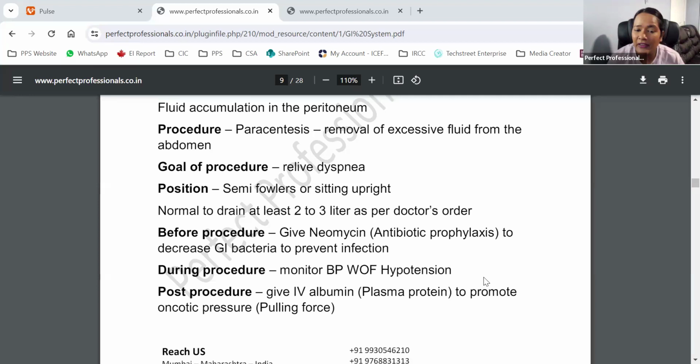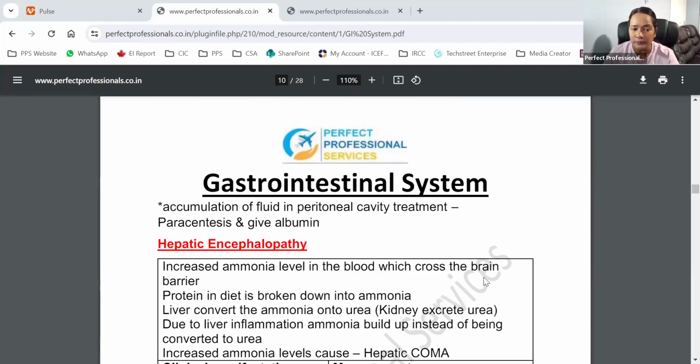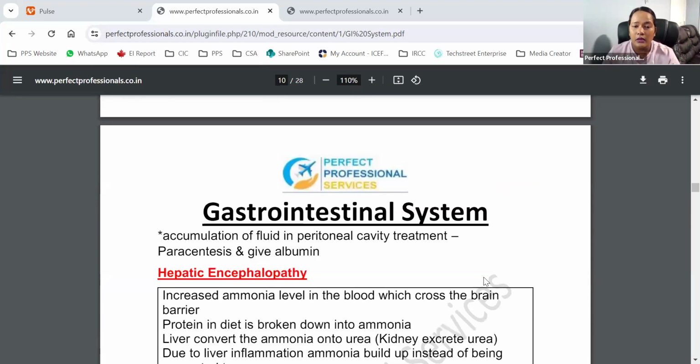Post procedure, give IV albumin plasma protein to promote the osmotic pressure, pulling force, ताकि जो fluid वा वो blood ਦੇ ਵਿੱਚ ਰਵੇ, sorry blood vessels ਦੇ ਵਿੱਚ ਰਵੇ. Okay, so we have to give the IV albumin. Okay. Accumulation of fluid in peritoneal cavity treatment. Okay. Now we have done the paracentesis and we are giving the albumin also. Okay, this is just one line I put for you guys to remember.